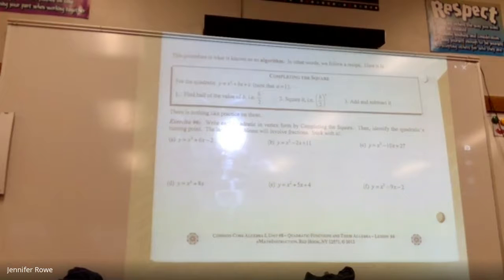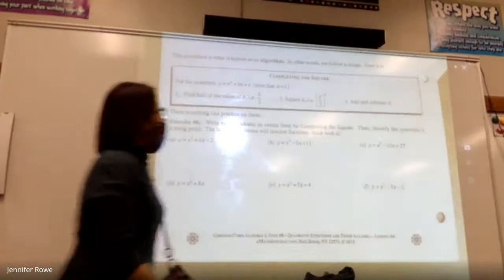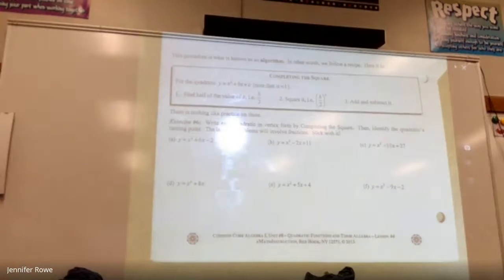Write each quadratic in vertex form by completing the square, then identify. So we've got to do a couple things. Space might be an issue because we have to do all that stuff that we did in the last problem. Plus, we have to tell them what the turning point is for every single one. And then notice what it says: the last two problems involve fractions.